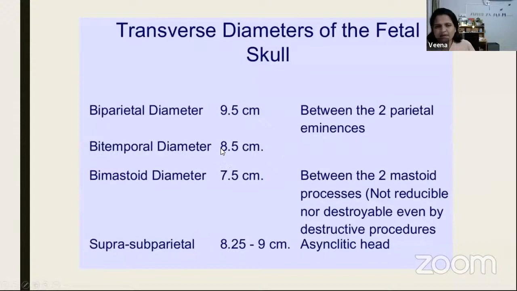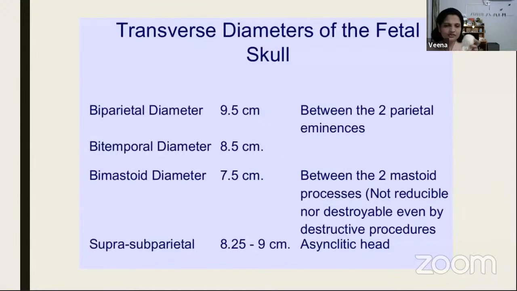So the bitemporal diameter is not very important for you people. It rarely comes into picture in case of flat pelvis and all. First of all, flat pelvis is extremely uncommon. So forget about that. The bimastoid diameter, sometimes they can ask you in viva, what is the significance of bimastoid diameter? You can see here, bimastoid is exactly in the base of the skull where we have these very rigid bones. So it is not possible to destroy this particular diameter.